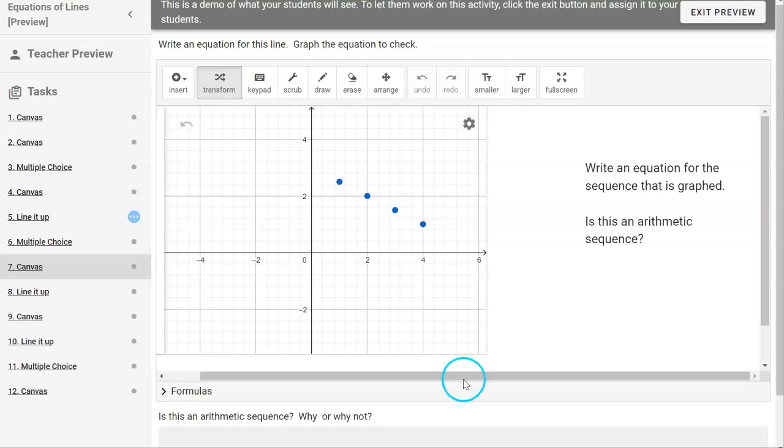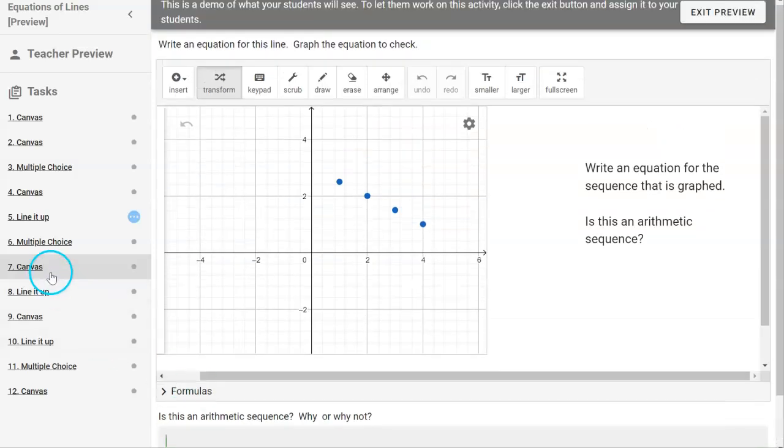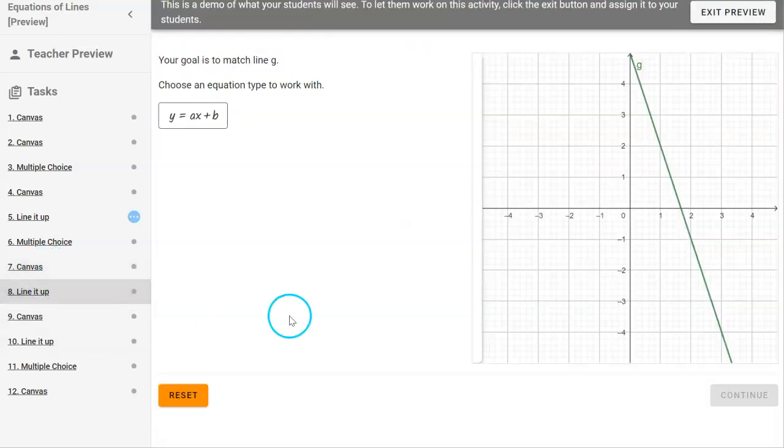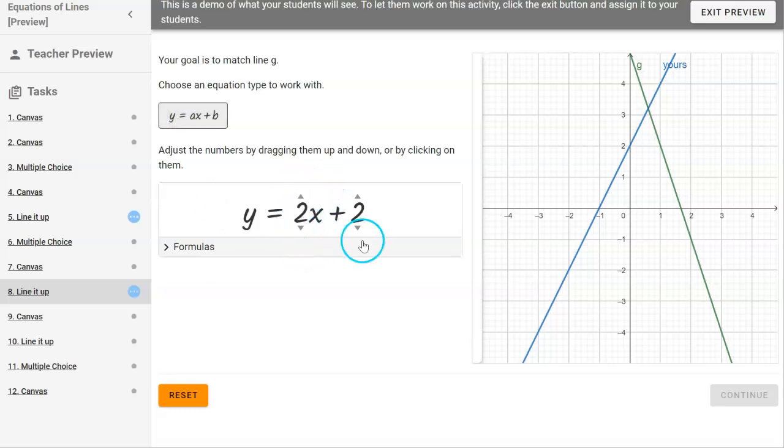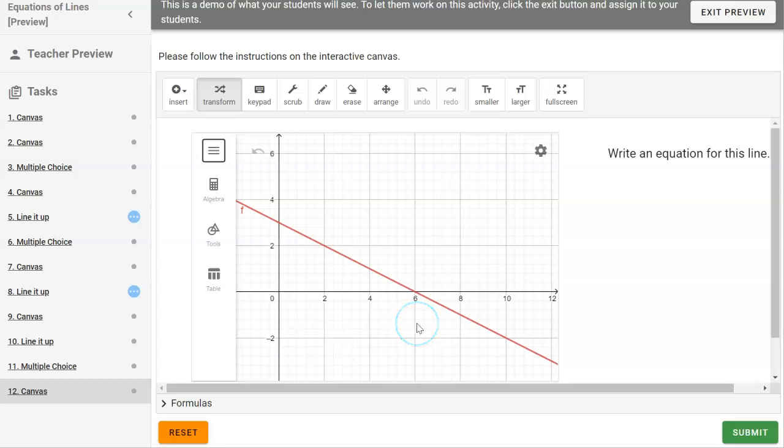Is this an arithmetic sequence? And then they need to type down here why or why not. Here again they're graphing, so they'll click this and then they will graph the line. So when they click here, it creates another line. They will move these up and down, or they can click and type in the value for the slope and the y-intercept. Multiple choice. So as you see, it's just a real variety of things for them to do. Quick practice of some basic things just to make sure they're not struggling on some of the basics.